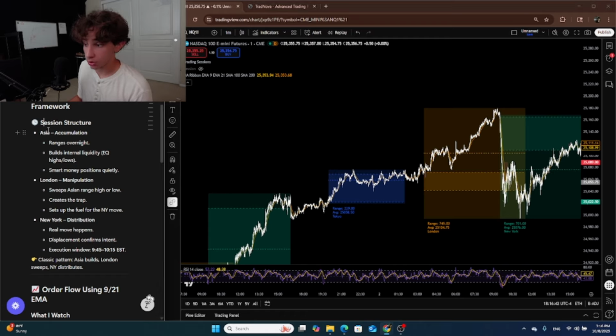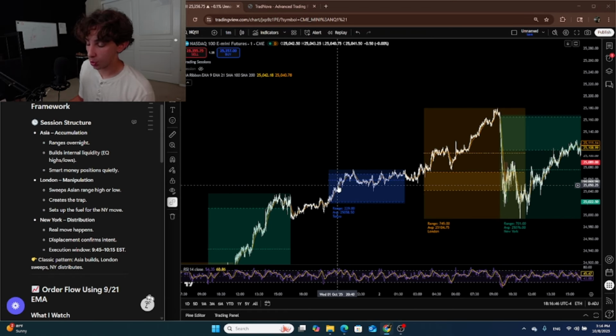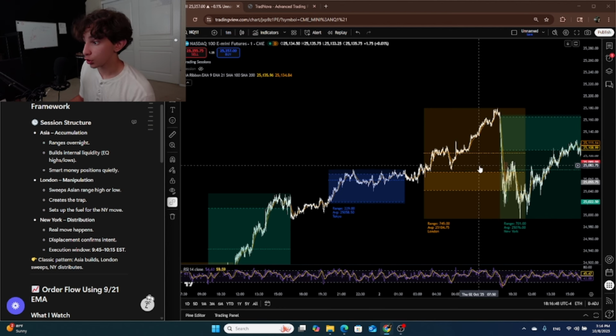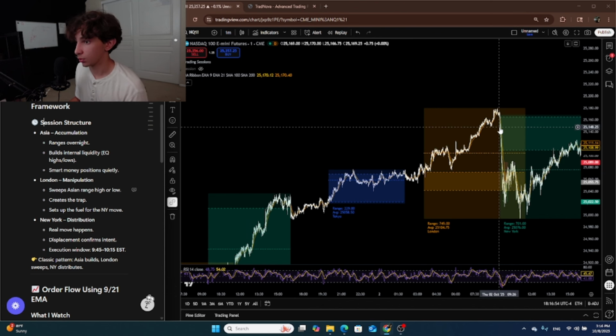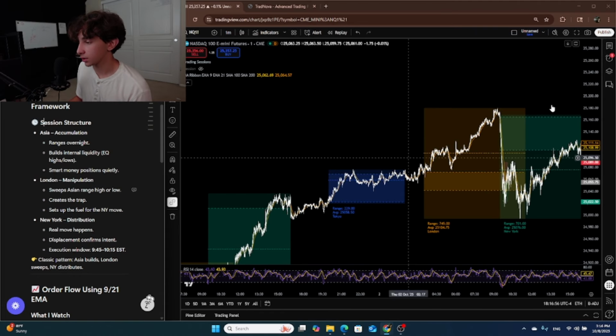So, this is the power of 3 slash AMD framework. This is our session structure. During Asia session, we're going to anticipate that market is going to be accumulating. During London, we're going to expect market to manipulate. And then during New York, market is most likely to distribute, right? On high prob days, it will work this way.